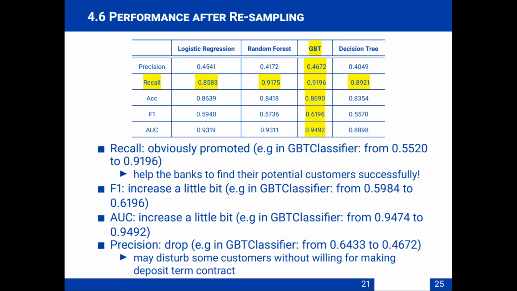As precision and recall are in a contradictory relationship with each other, with the improvement of recall, the values of precision drop in the resampling case, which means that the bank will disturb some customers without willingness to make a deposit term contract. Although recall is the most important metric in our task, how to trade off recall and precision is a further improvement for us in the future.